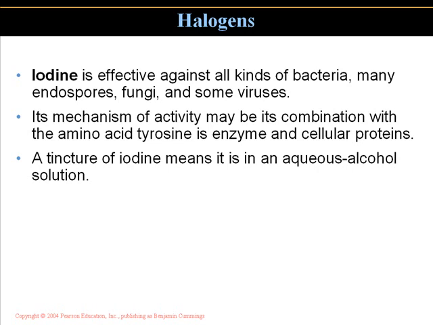The mechanism of activity may be a combination with the amino acid tyrosine. This is an enzyme, and cellular proteins. Again, if you have an enzyme that you can affect, which is basically another form of a protein, then you can denature that with these types of substances. It would work. And then another substance is iodine-based. It's tincture of iodine, which basically means it's an aqueous alcohol solution that you would be able to use. It works the same way. It's going to attack a particular protein in that microorganism, maybe the protein for enzymes for cellular activity.